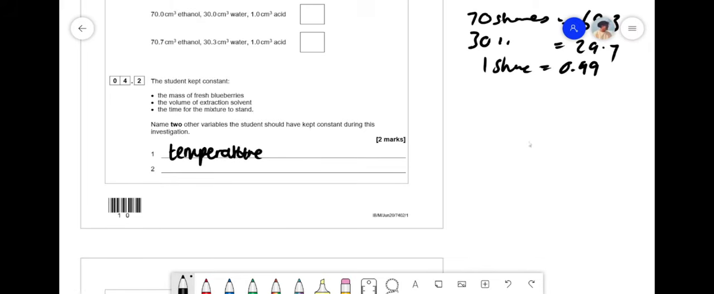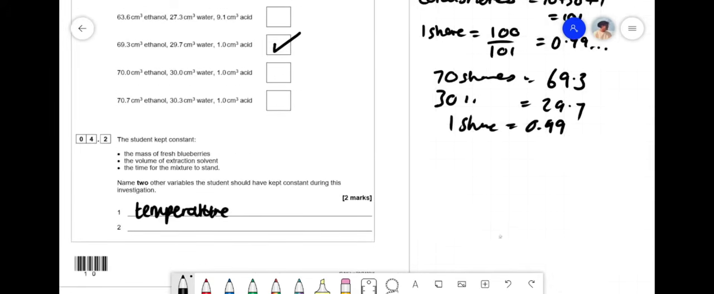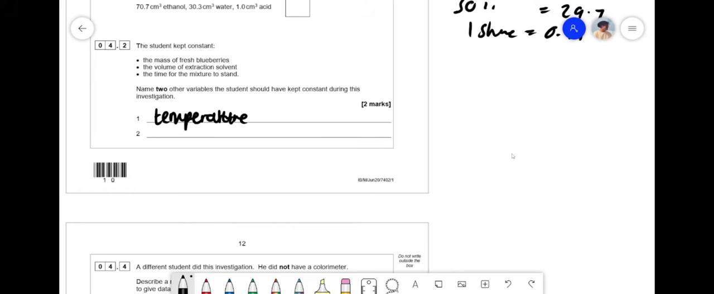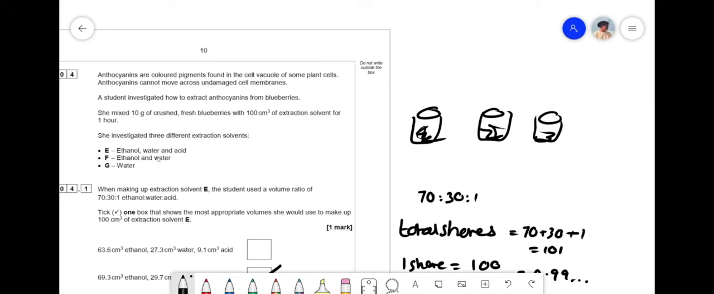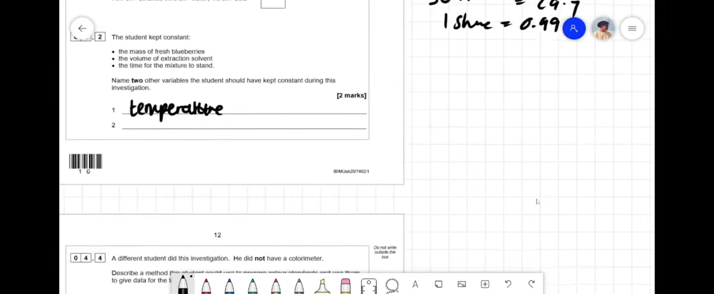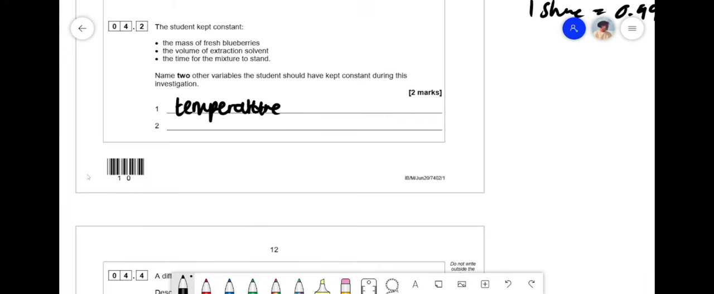What else can affect the amount of pigment being released from damaged cells? Well, it's also how long you're crushing it for, and what kind of blueberries you are using. Are you using really old rubbish ones or really good ones? And also, you want to control the concentrations of the ethanol, water, and acid. If I use one concentration here and then a different one in F, then it's just not going to be a valid experiment because I can't definitively say that is because of the ethanol.